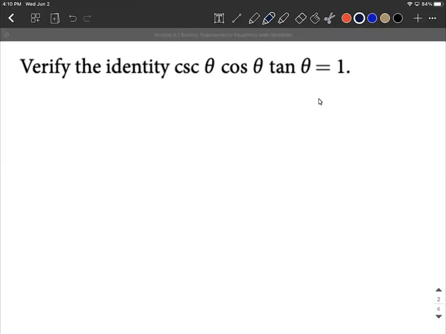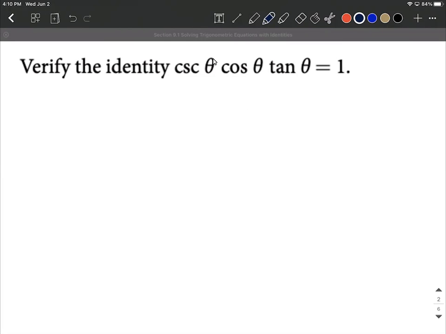Okay, let's verify a trigonometric identity. So we want to start with a more difficult looking side. On this one, the left-hand side definitely looks more difficult than the right-hand side. First thing I always like to do is replace anything that's not a sine or a cosine, rewrite it in terms of sine and cosine.